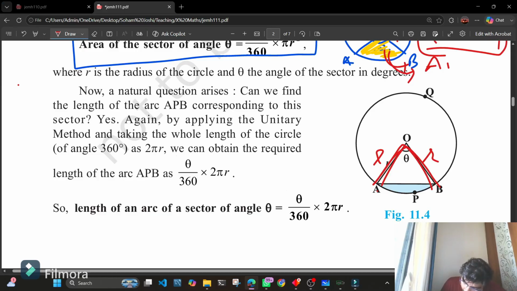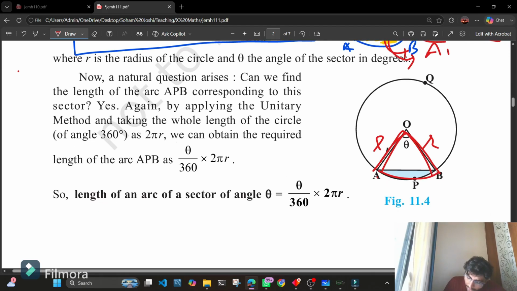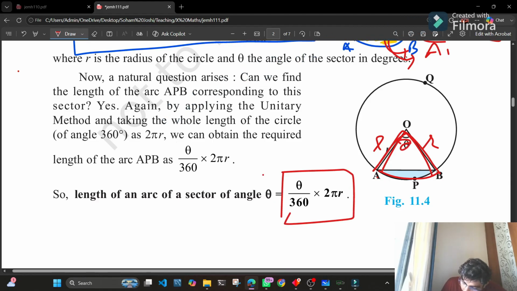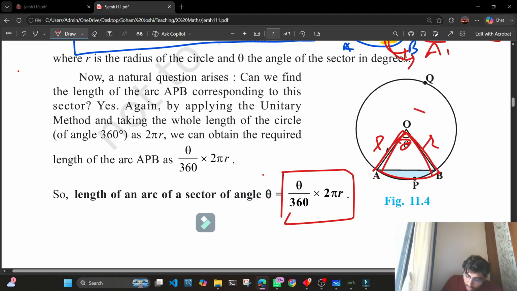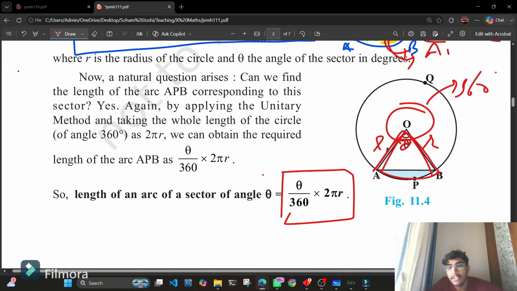So the arc for the sector is AB. So the length is given by theta upon 360 degrees into 2 pi r. Theta is the angle enclosed between the two radii, and divided by 360 degrees, because this whole makes up 360 degrees, and into 2 pi r. 2 pi r is the circumference of the circle.